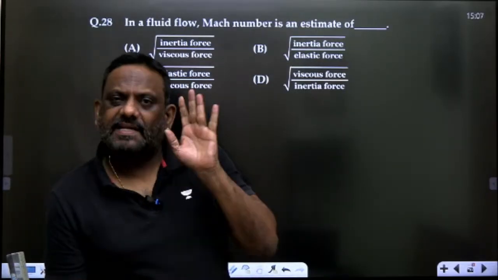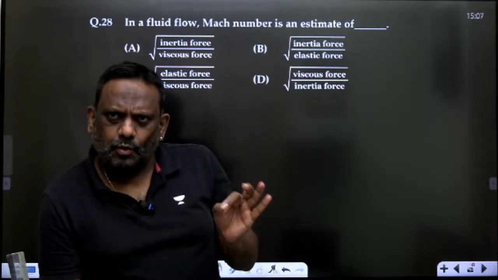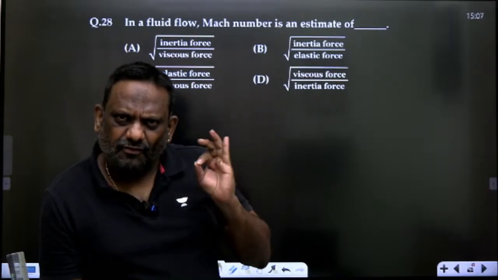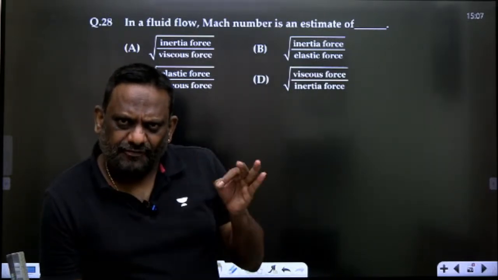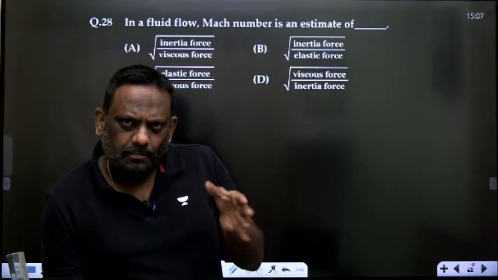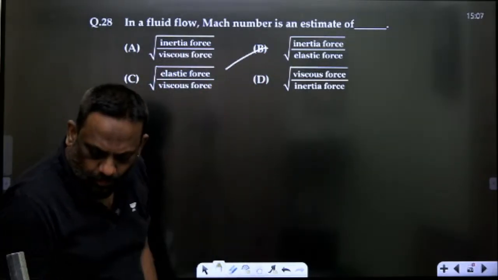Inertia to viscous, Reynolds. Inertia to pressure, root inertia to pressure, Euler number. Inertia to gravity, Froude number. Inertia to surface tension, Weber number. Inertia to elastic, root, Mach number. So what is the answer, sir? It is B. B is correct.